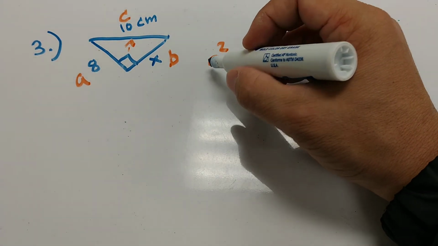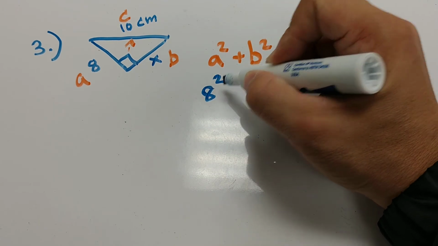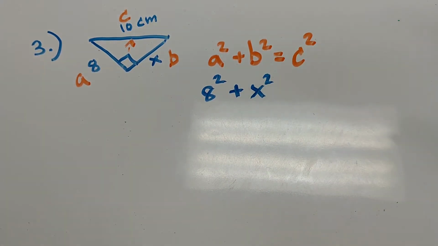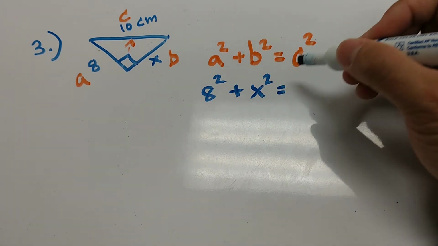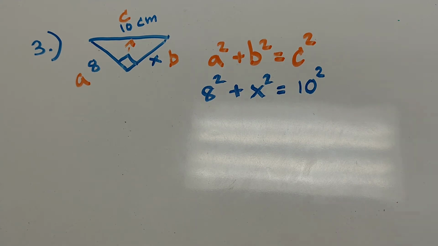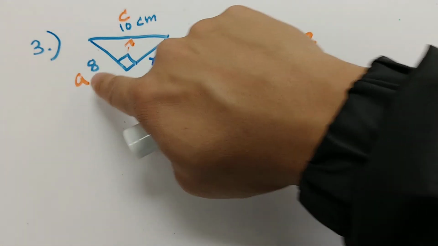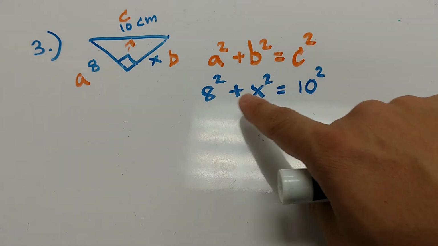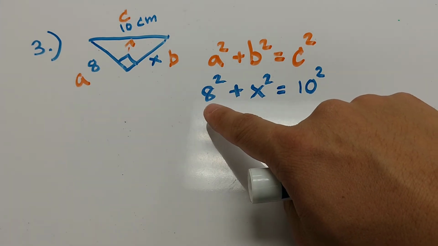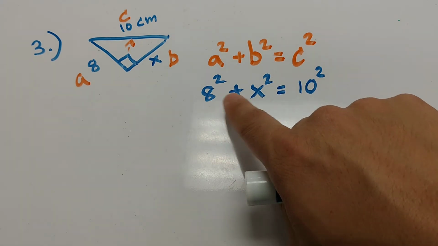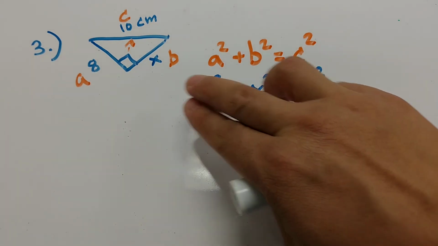So in this case, A will be 8. So you're going to get x squared. B will be x, so x squared, and C will be 10 squared. Now, if you would have chosen these to be letter B and these to be letter A, that's still fine, because the letter will just be placed right here instead of number 8, right? So it'll be X and then this one will be 8. So don't worry about A and B.